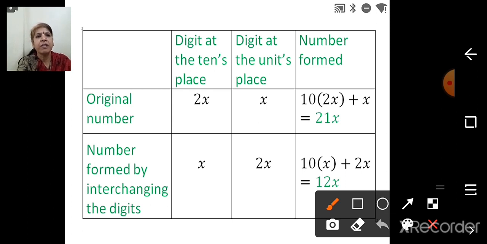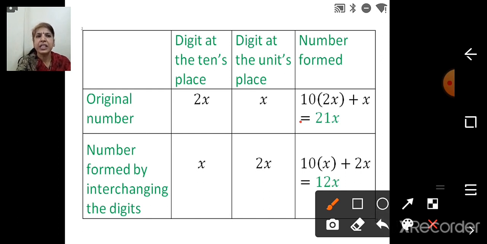Now it was mentioned that the digit at the tens place is twice the digit at the units place. So we will take the digit at the units place as x. The digit at the tens place will become twice, 2x. And the number formed is, you multiply the digit at the tens place by 10. So 10 into 2x plus x. 10 into 2x is 20x, plus x, the number is 21x.